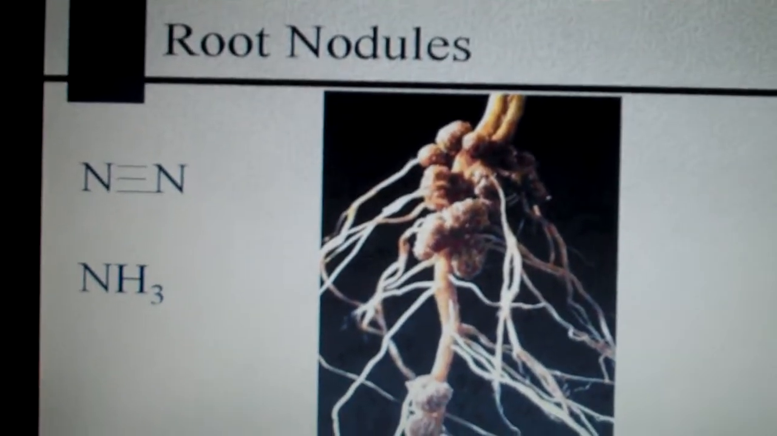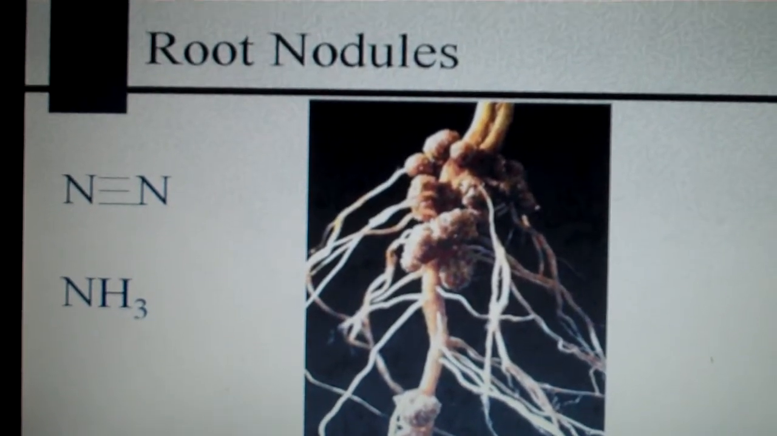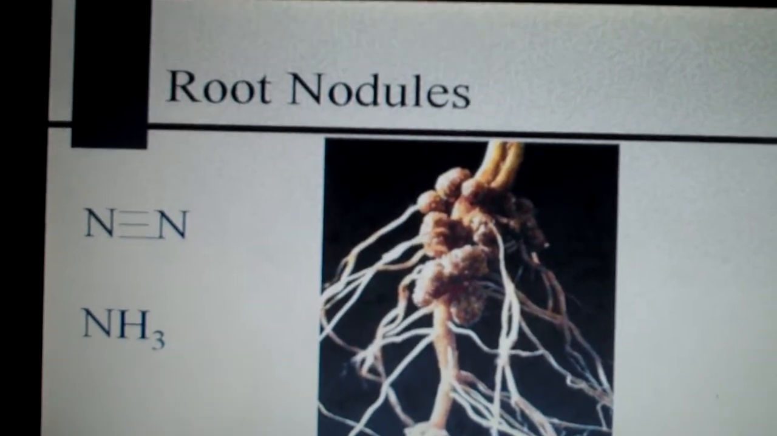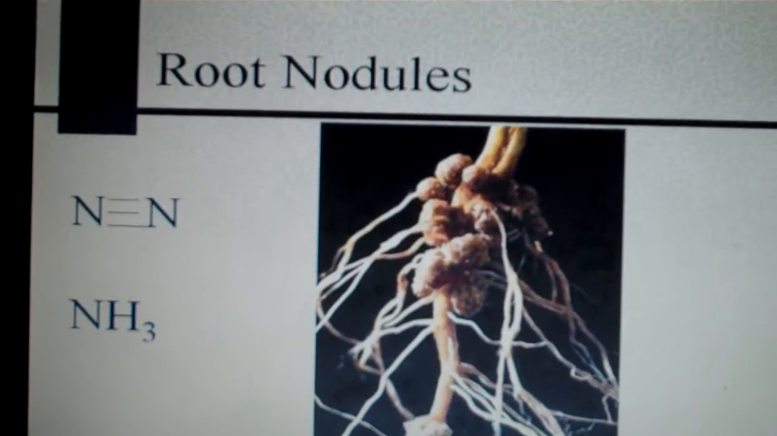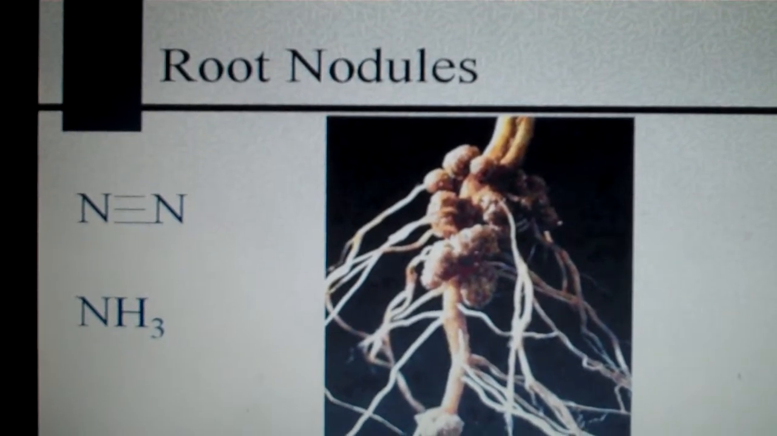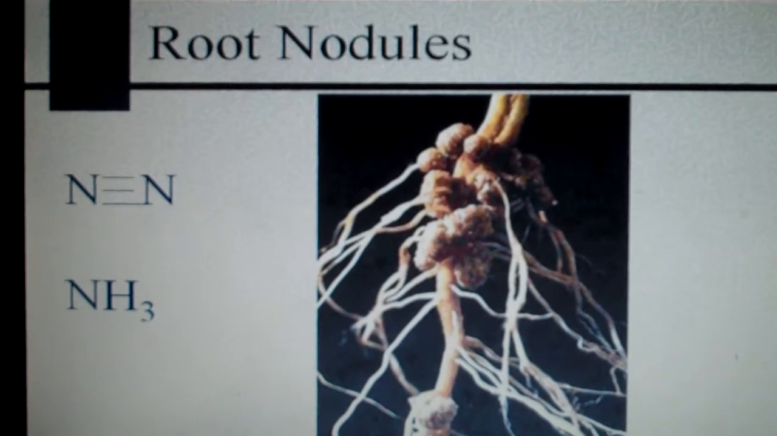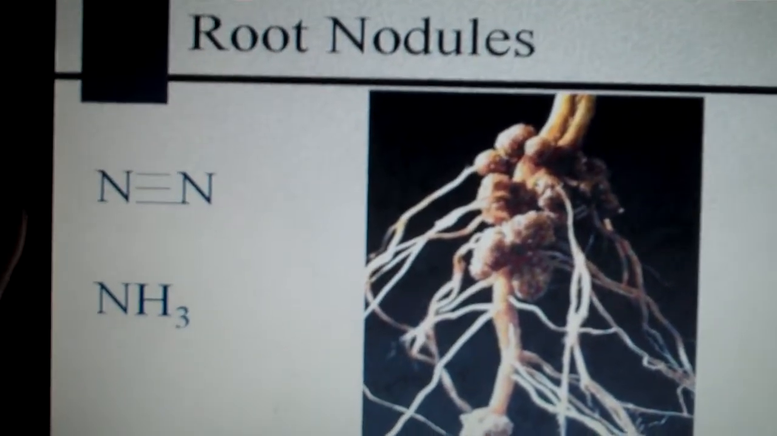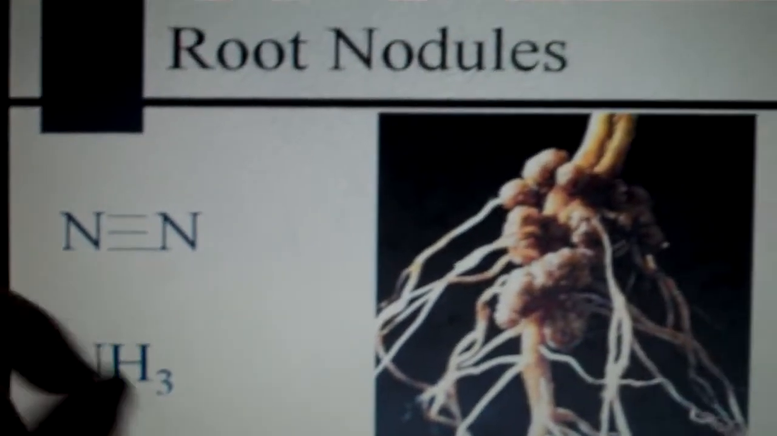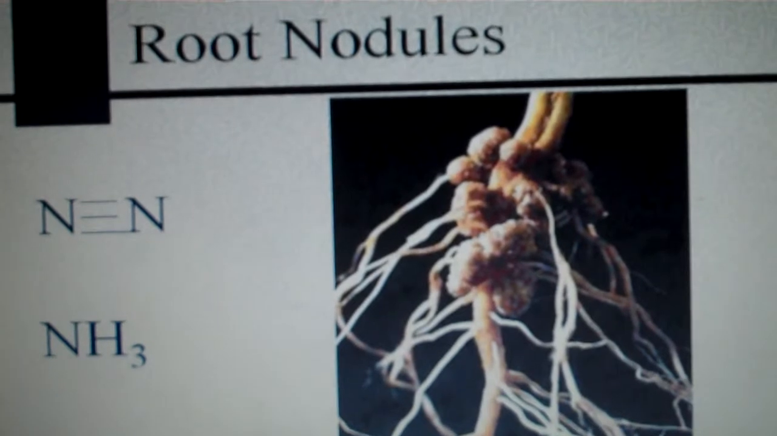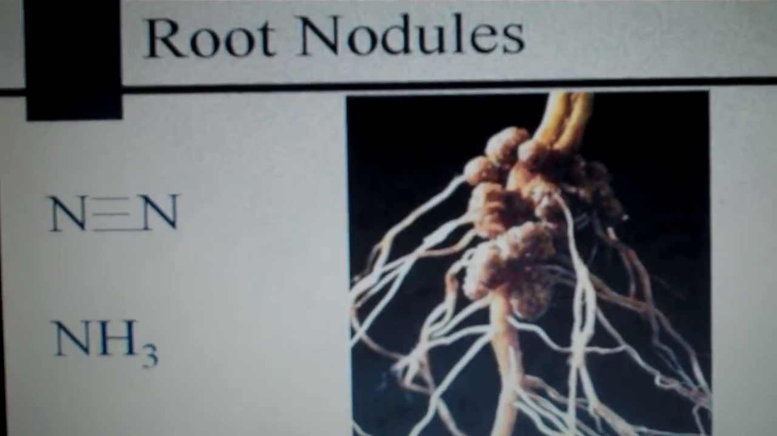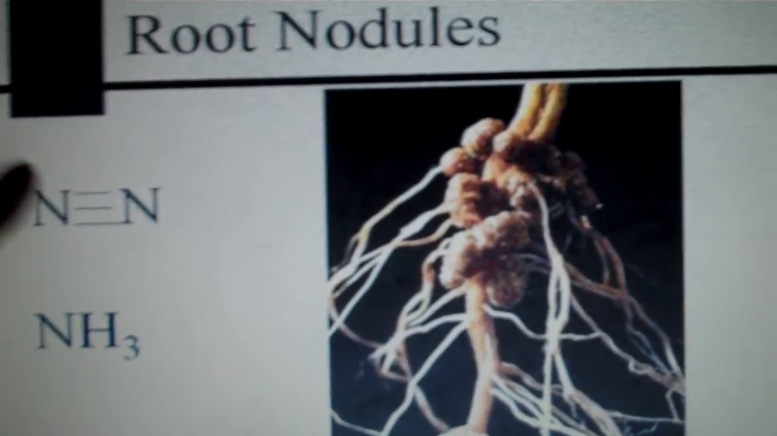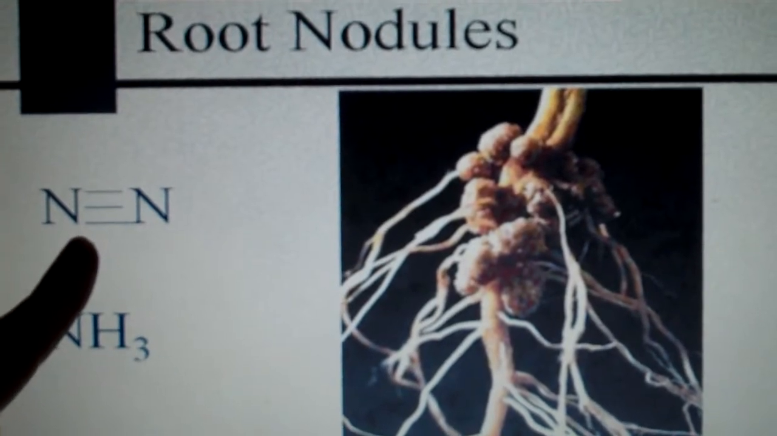Then we have root nodules. Now these are common in bean plants or legumes. Now our atmosphere is 79% nitrogen, I believe. However, the atmospheric nitrogen is in this form. There's 3 covalent bonds between 2 nitrogens. And we need nitrogen to form our amino acids. However, we do not have the enzymes to break these covalent bonds.